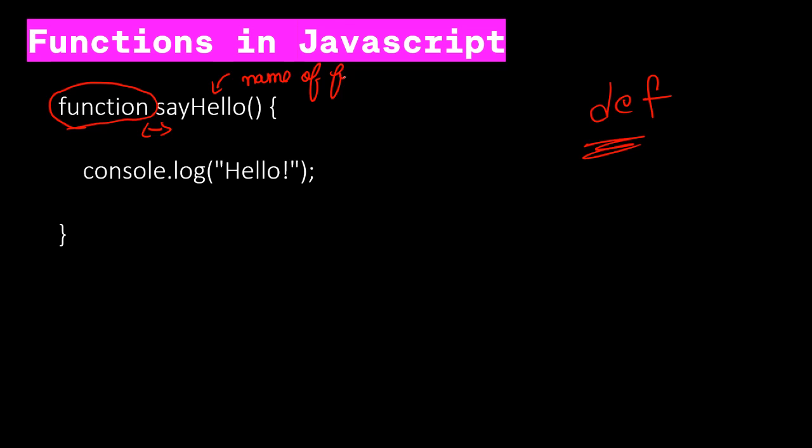Name of function. It could be any name followed by these brackets and followed by these curly brackets. Okay, and then whatever line of code that you want to execute should be within this curly bracket. So it's as simple as that.